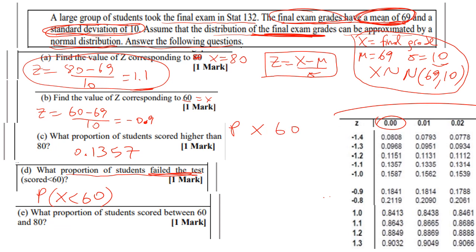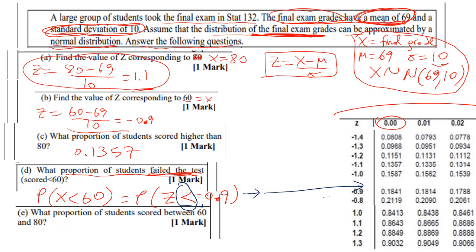Okay, let's do the conversion here. This is equal to the probability, and we have to change this to Z. This doesn't change the direction. The Z score for 60 is negative 0.9. The good thing here is that Z is less than something, so you can use the table directly. You don't have to do the complement.